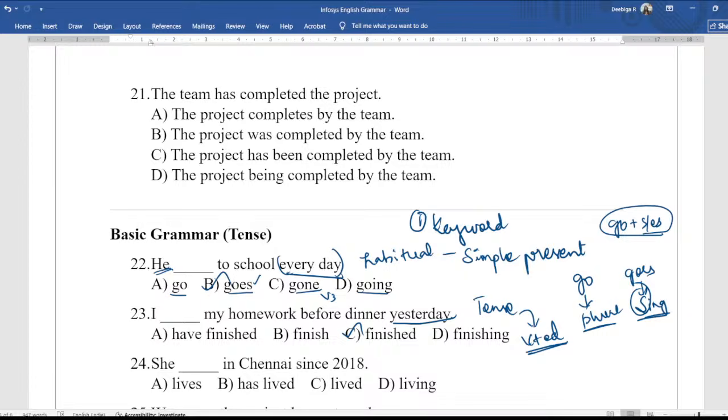Okay. She dash in Chennai since 2018. This is a standard question, you guys. Since 2018, if you see this keyword over here, no. Since 2018 means this person, she has been living in Chennai from 2018. It's from 2018, okay. So even now also she is living. So past connected to the present, you use present perfect. The present perfect tense here is have or has. So you use she has, is singular. Has plus V3. So has lived in Chennai since 2018.